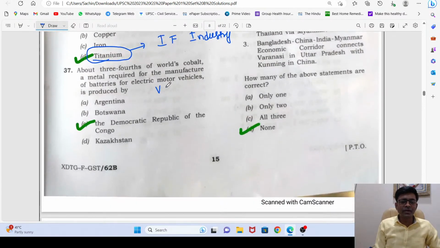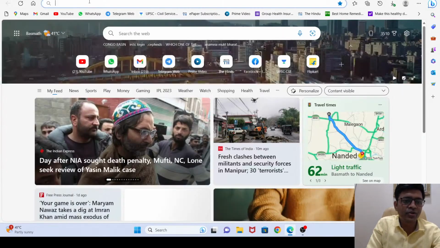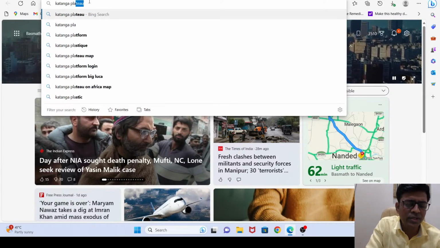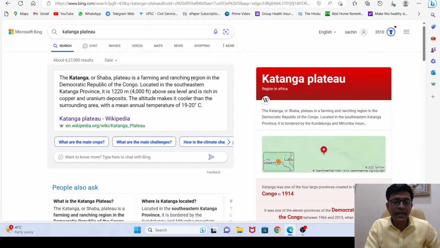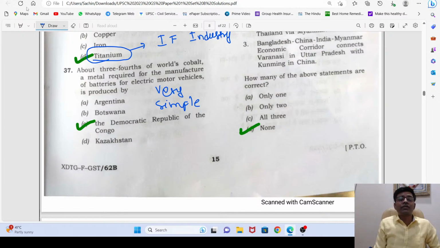Then a very simple question from the NCERT, geography NCERT. If you ever heard about the Katanga Plateau, let me show you. Katanga Plateau is a very famous plateau for the production of cobalt. Farming and ranching region in the Democratic Republic of Congo, and here see, rich in copper and uranium deposits. It is given in geography NCERT. That's why your answer is C, the Democratic Republic of Congo. About three-fourths of the world's cobalt, a metal required for the manufacture of batteries for electric motor vehicles, is produced by the Democratic Republic of Congo.